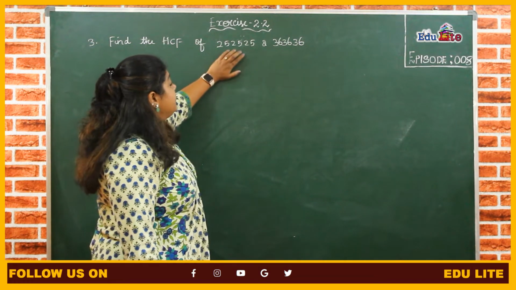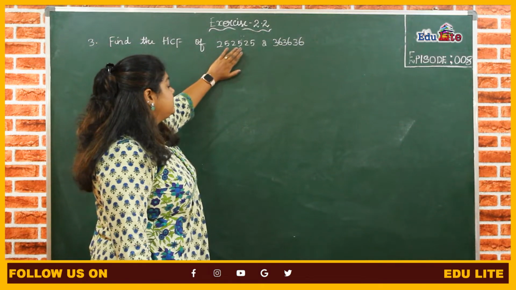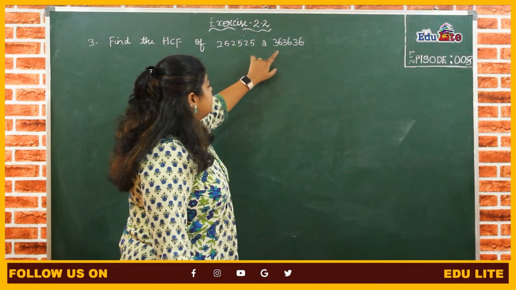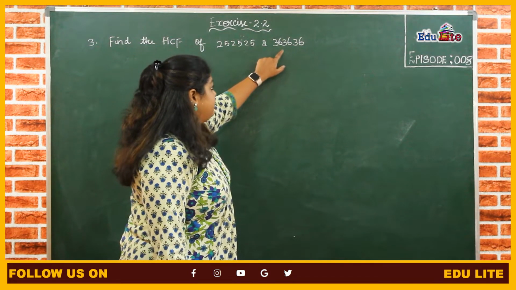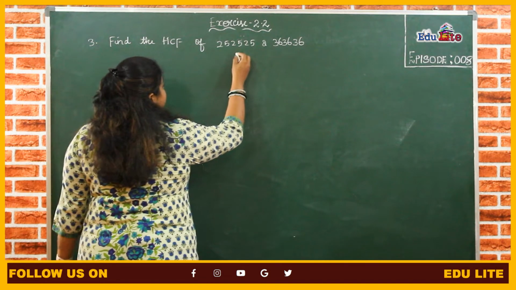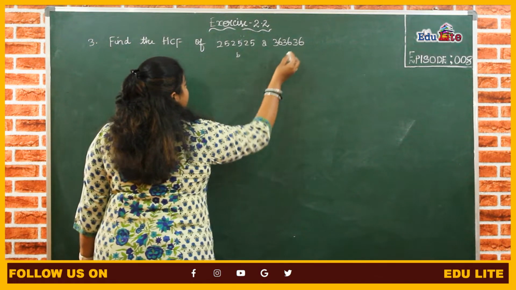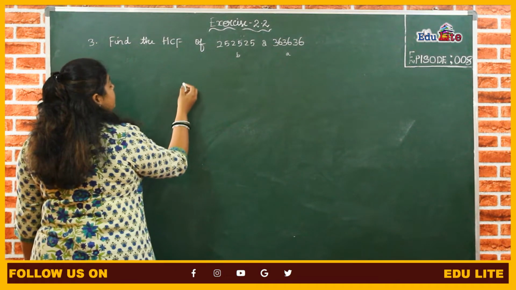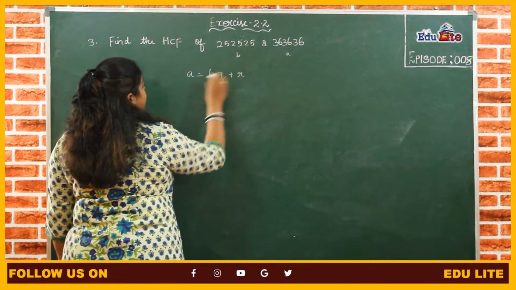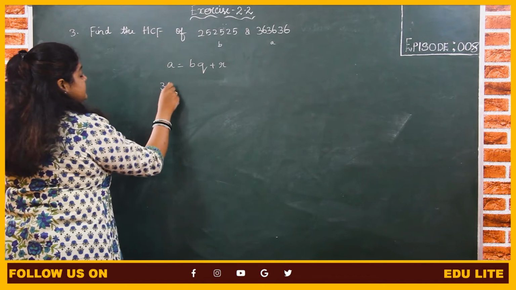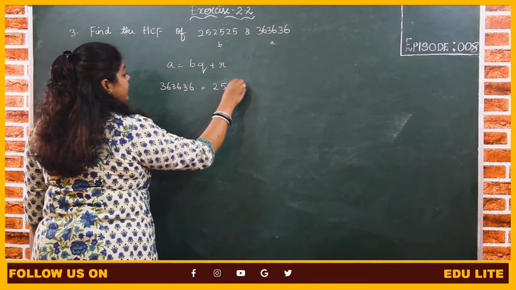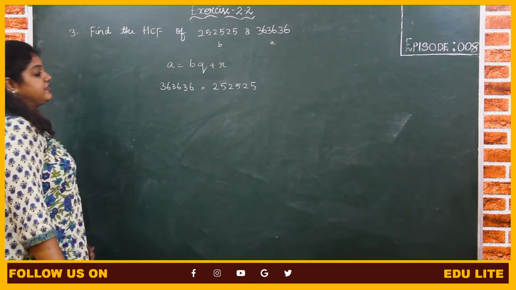Next question is, find the HCF of these two numbers. As I already told you, we'll use Euclid's division lemma to find the HCF of these two numbers, and among these two numbers the largest number will be considered as the dividend and the smallest number will be considered as the divisor. So this will be the value of A and this will be the value of B. By Euclid's division lemma, it can be expressed as A equals BQ plus R. A is the dividend 36 and B is the divisor 25. We will have to find the HCF of these two numbers.